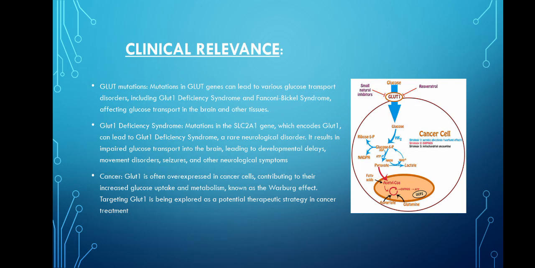Clinical relevance. GLUT mutation. Mutations in GLUT genes can lead to various glucose transport disorders, including GLUT1 deficiency syndrome and Fanconi-Bickel syndrome, affecting glucose transport in the brain and other tissues. GLUT1 deficiency syndrome: a mutation in the SLC2A1 gene, which encodes GLUT1, can lead to GLUT1 deficiency syndrome, a rare neurological disorder. It results in impaired glucose transport in the brain, leading to developmental delays, movement disorders, seizures, and other neurological symptoms.